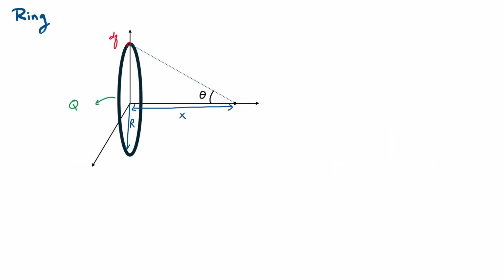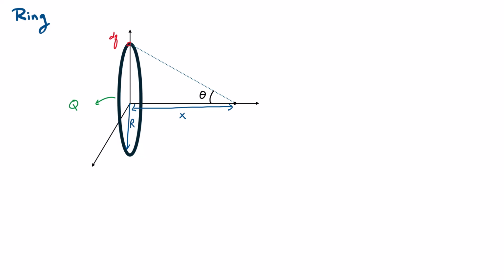Alright, so this is how my setup is. I'm going to first consider the ring. The total charge of the ring is some positive charge Q. The radius of the ring is R. And say the distance from the center of the ring to a point where I want to evaluate the field, I'm calling that X. I've also defined this angle theta here in the figure, and that's simply this angle here.